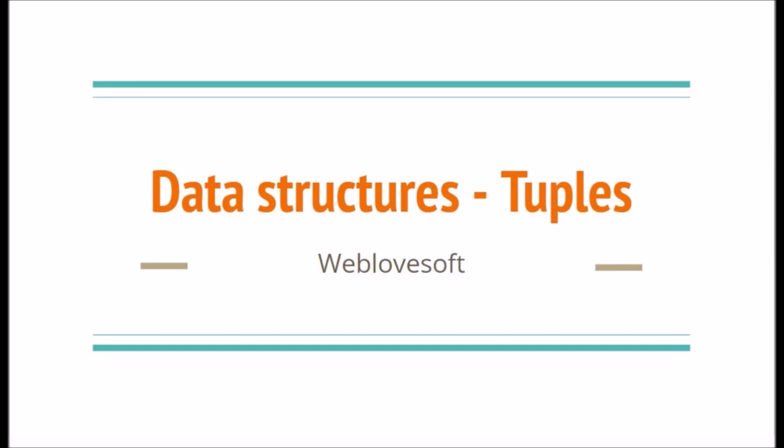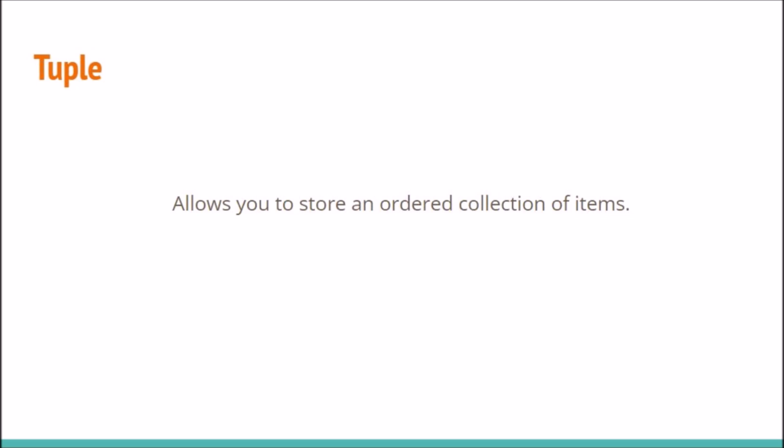Today we are going to learn about tuples in Python. Let's start our class. Tuples in Python are a type of data structure that allows you to store an ordered collection of items. Unlike lists, tuples are immutable, which means once you create a tuple, you cannot change its contents.